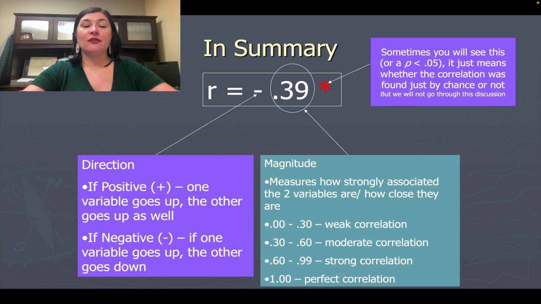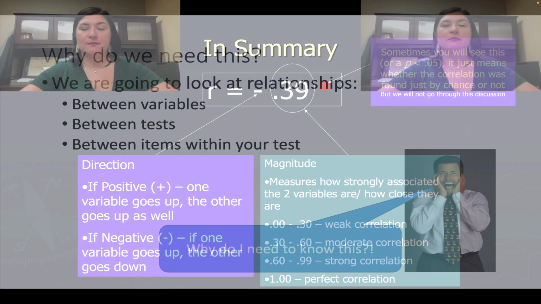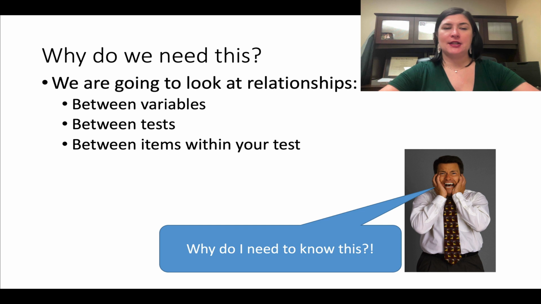So in direction, if it's positive, one variable goes up and the other goes up. It can also be one variable goes down and the other goes down as well, as long as the relationship is the same. But if it's a negative relationship, they're going in opposite directions. So one variable goes up and the other one goes down. It's always the opposite. Magnitude measures how strongly associated the two variables are, how close they are. So 0.3 is weak, 0.3 to 0.6 is moderate, 0.6 to 0.99 is a strong correlation, and 1 is a perfect correlation.